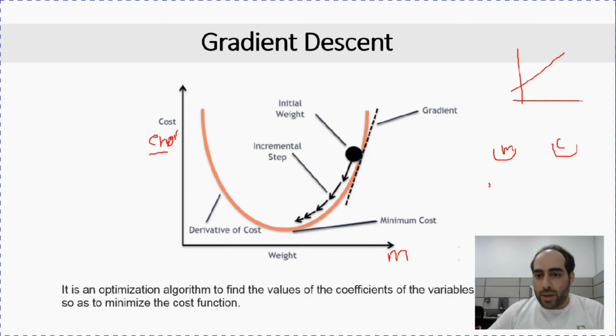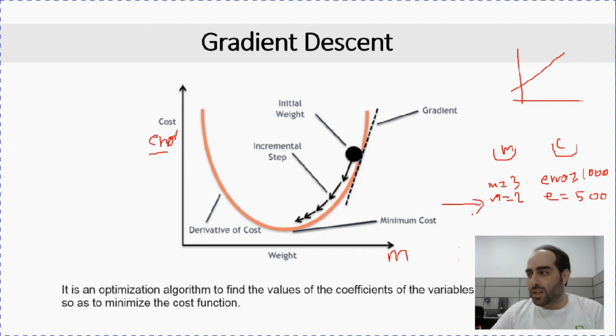So let us assume M was, for example, 3. And the error for that was, for example, 1000. Now I will change M, I will keep it, for example, 2. And then when I calculate the error, now it is 500. Which one is better? Of course, if I want to finalize it, it is better to choose the second one, M equal to 2.